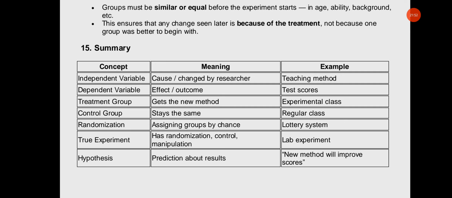And the next is true experiment. It has randomization, control, and manipulation. For example, a lab experiment. Hypothesis: a prediction about results. For example, a new method will improve scores. So these are the notes.